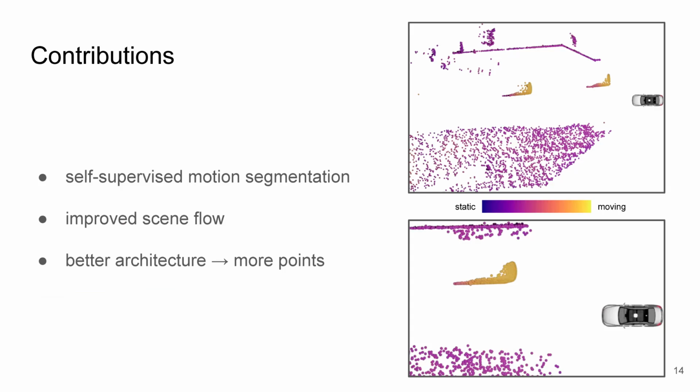To summarize the main contributions of our work, our method is the first to perform self-supervised motion segmentation, as demonstrated on the right. The usage of this learned motion segmentation enables aggregation of scene flow and thus improves scene flow predictions, as we demonstrate in experiments. Also, we introduce a new network architecture capable of handling more points than previous methods for scene flow estimation, leading to improved performance with respect to the current state of the art.